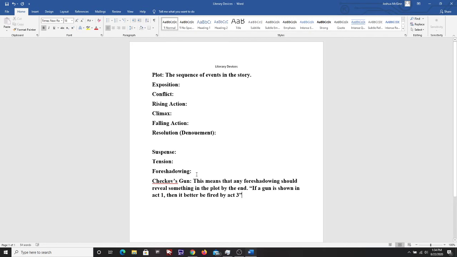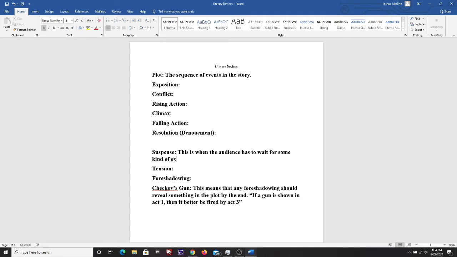So with foreshadowing, let me go through and define some of these. I'm going to leave the exposition, conflict, all of this stuff for plot basically undefined because you guys know that. But suspense, this is going to be when the audience has to wait for some kind of expected outcome in the future of the story. All right. The key to understanding suspense is the fact that we have to wait for something. All right. So I'm going to make that red.